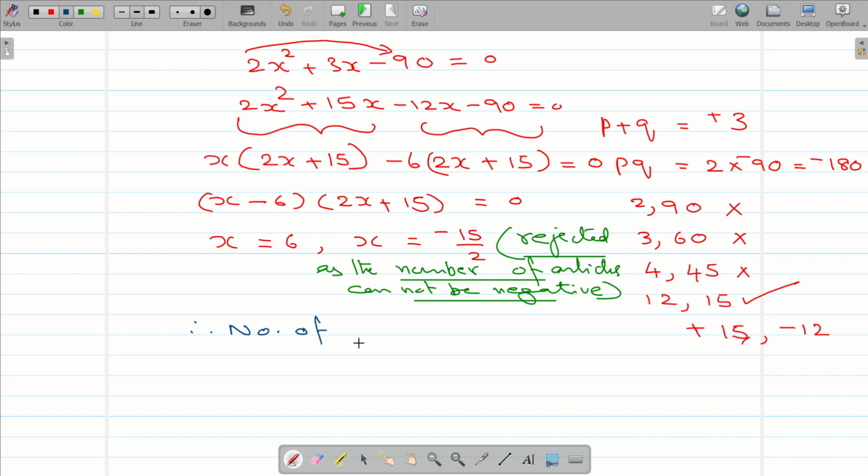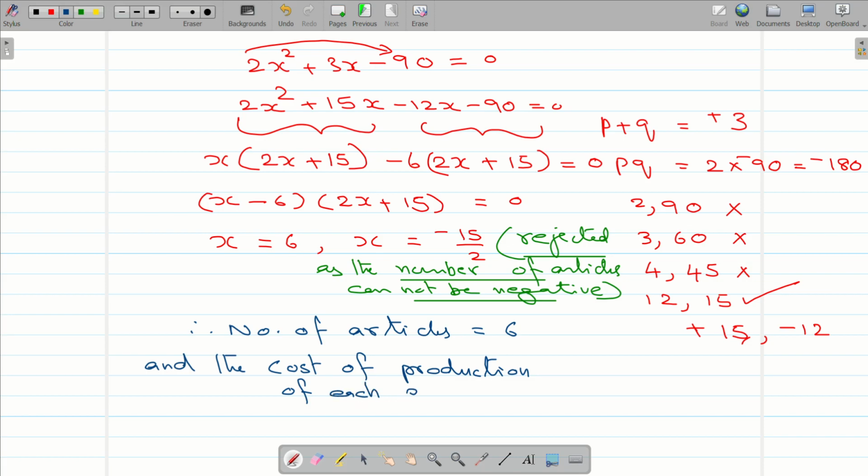Therefore, number of articles is equal to 6, and the cost of production of each article is equal to 2x plus 3, 2 into 6 plus 3, that is equal to rupees 15.